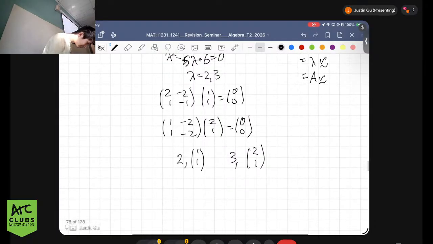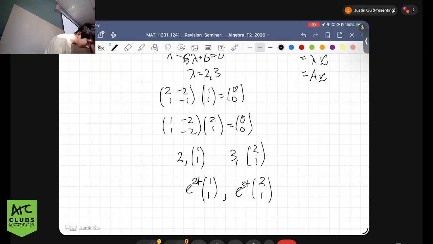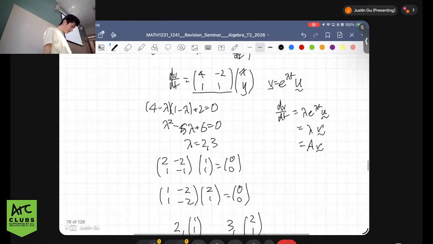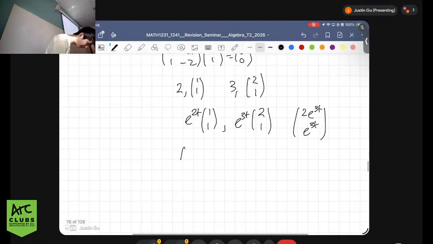That means our solutions will be of the form e to the 2t times (1, 1) and e to the 3t times (2, 1). Or if you wanted to write it inside the vector, you could also write it like this. General solutions to the differential equation will therefore be given by scalar linear combinations of these vectors. So it will look like this.